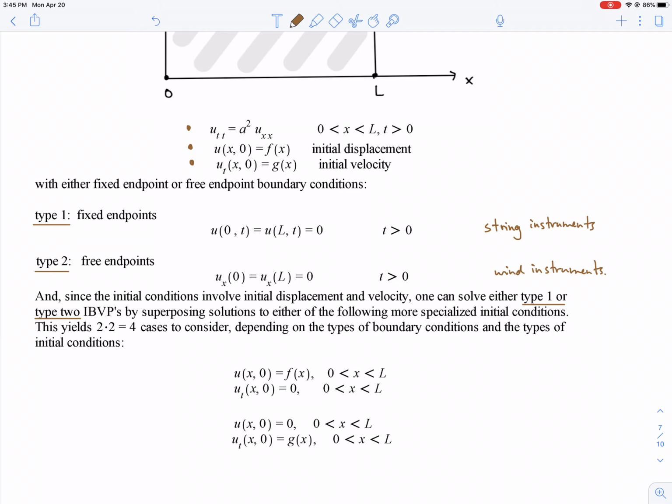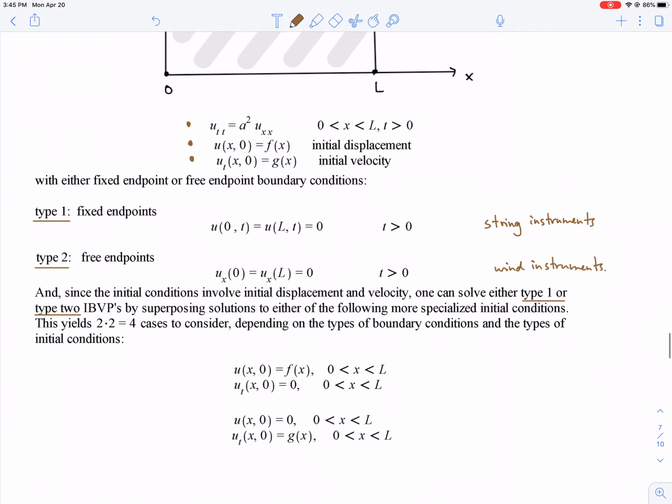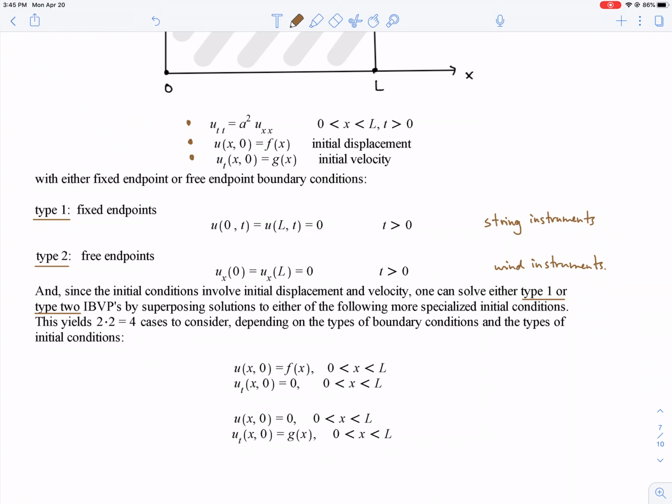And then because you get an initial displacement and an initial velocity, you can break your initial boundary value problem down into 2 separate smaller problems. In the first one, you can specify just the initial displacement and set the initial velocity equal to 0. And in the second one, you can specify the initial velocity and then set the initial displacement equal to 0.